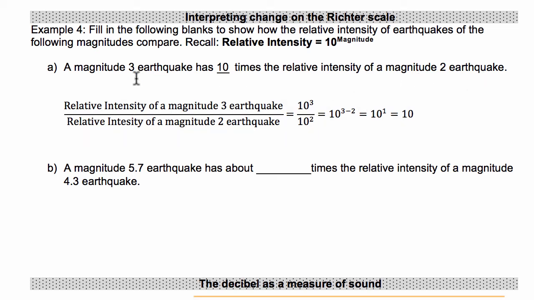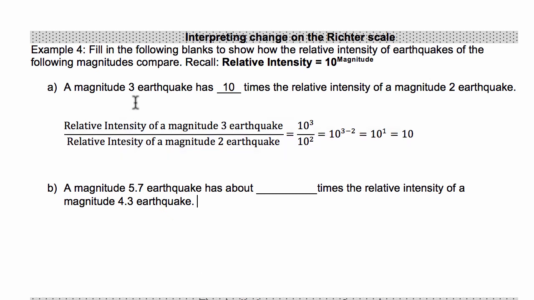Note there is nothing special here about 3 and 2. Had the magnitudes for our earthquakes been 5 and 4, or 7 and 6, we would have done the same process and gotten the same answer. This means if the magnitudes are 1 unit apart, the relative intensity of the larger earthquake is 10 times the relative intensity of the smaller earthquake.